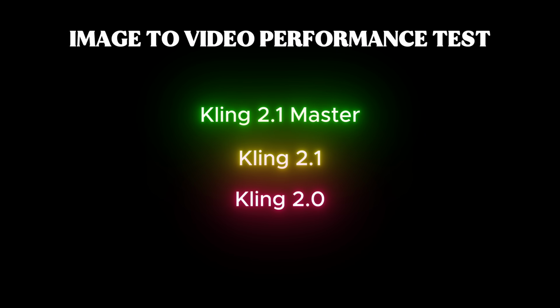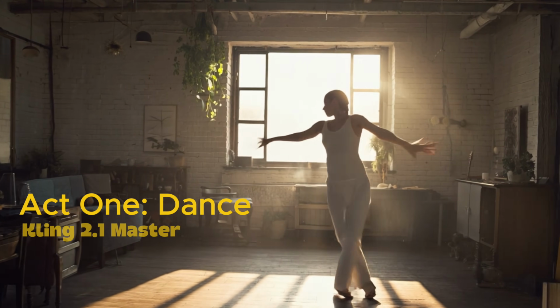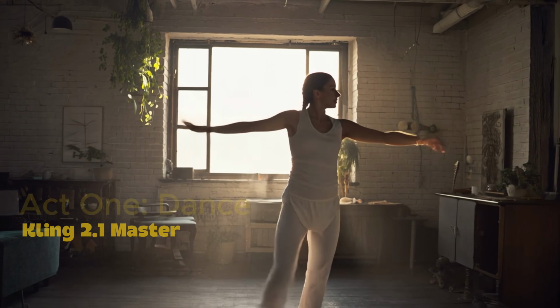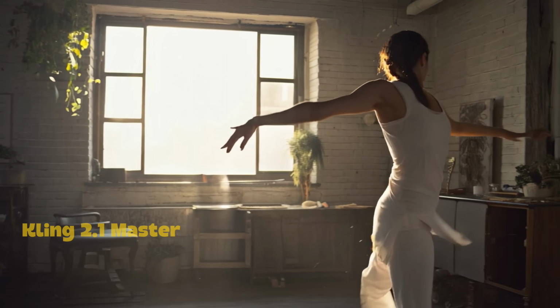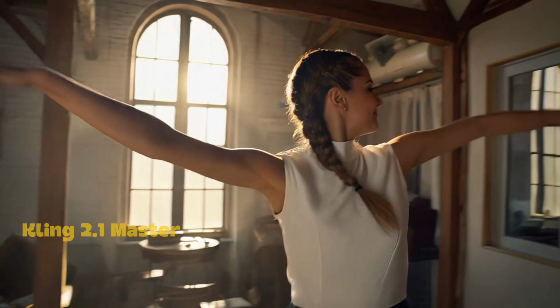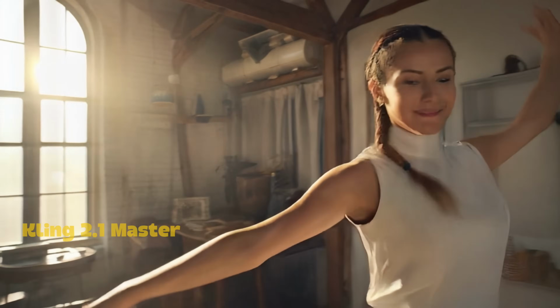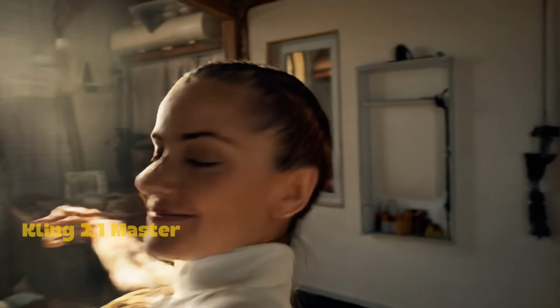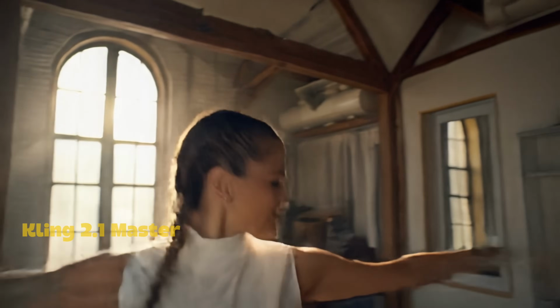Now I want to show you difference between Kling version 2, 2.1 and 2.1 master for image-to-video performance. Act 1 is dancing. Starting with Kling 2.1 master, you can realize that motion of her is really fluid. It looks natural and morphing is quite minimal. I like how dynamic it looks, how she starts to dance, the movement of legs, arms, it looks really harmonic with minimum amount of morphing.